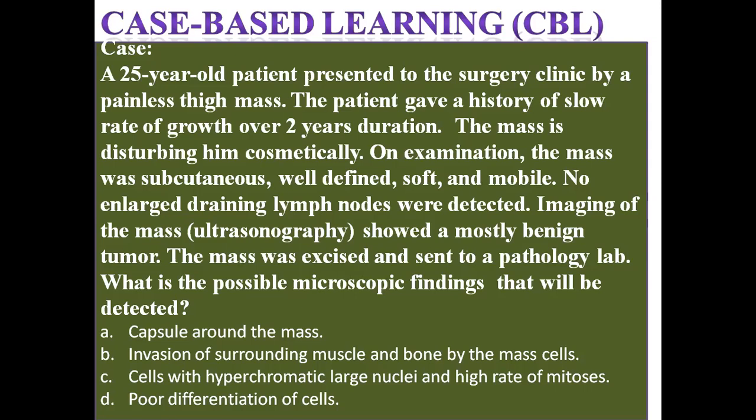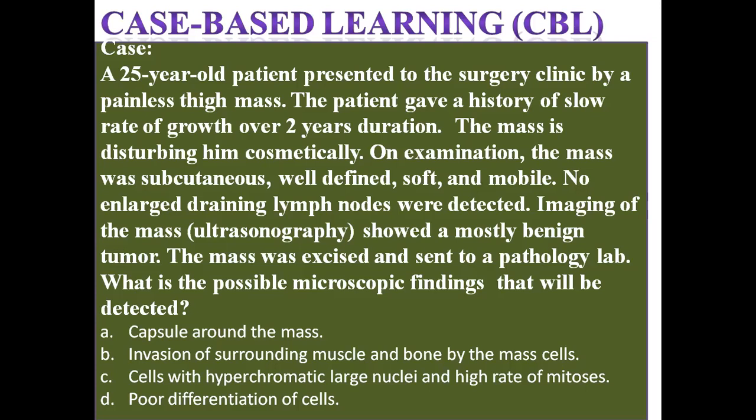A 25-year-old patient presented to the surgery clinic with a painless thigh mass. The patient gave a history of slow rate of growth over 2 years duration. So this mass started 2 years ago and it has a slow rate of growth. This makes us think whether this mass is benign or malignant. I think something benign because it has a slow rate of growth, right? We will see. Let's continue.